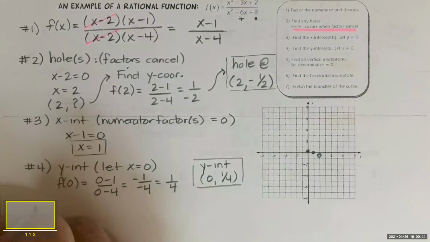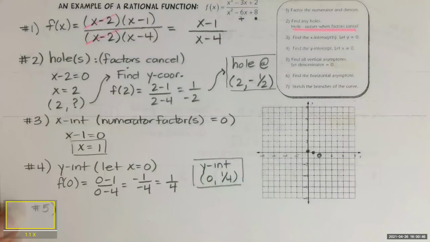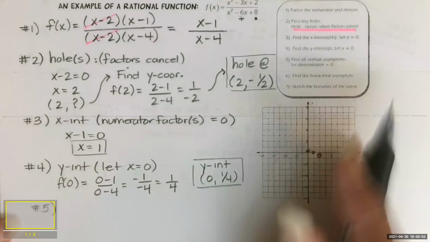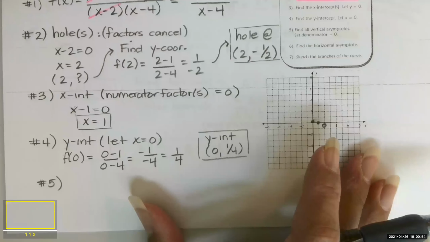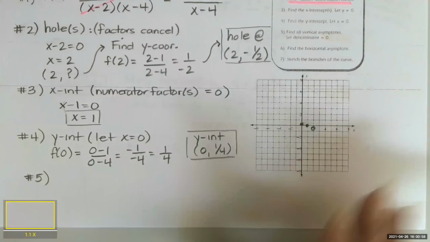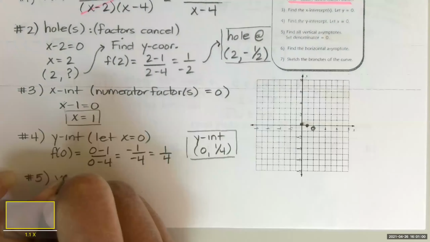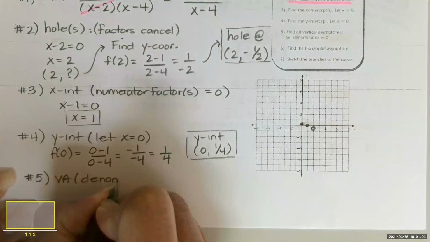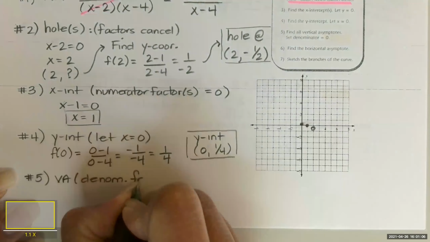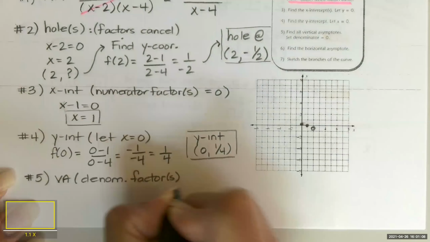Okay, number 5. Number 5 now is find all the vertical asymptotes, which we just now worked out on the first page of our note-taking guide, right? So vertical asymptotes are the denominator factors, or factor, where you set them equal to 0.